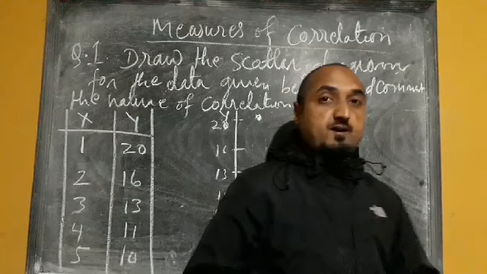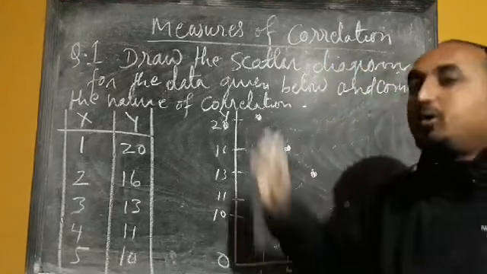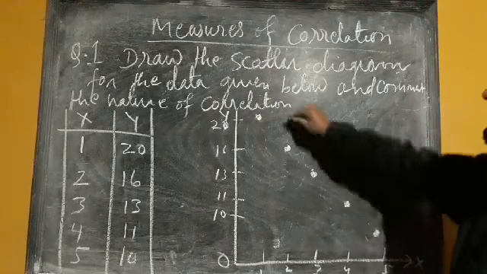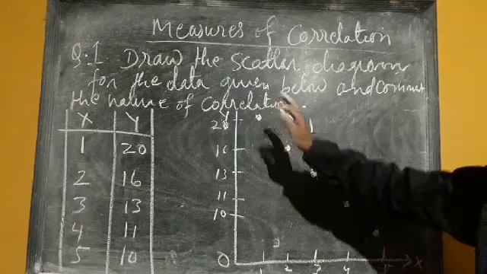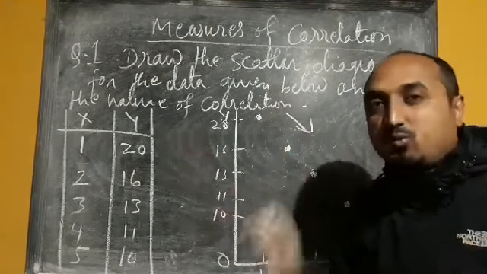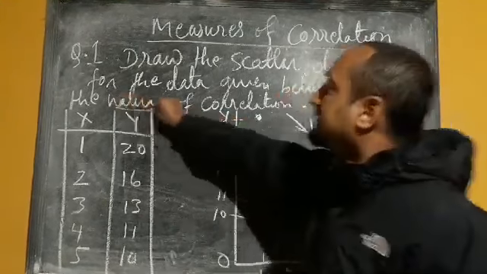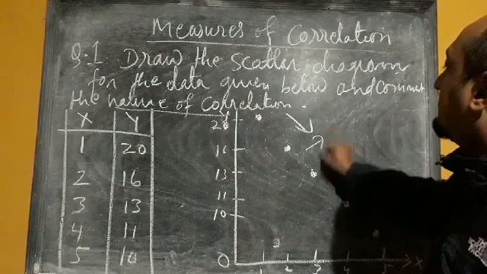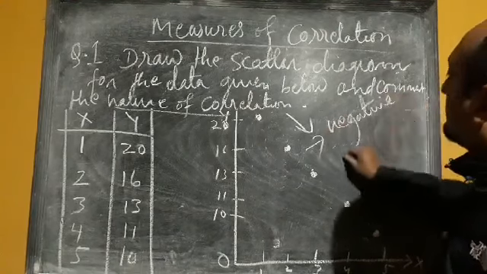we have to know the trend, whether the points are moving in the upward direction or downward direction. So we have observed that the trend is going downward. That means it shows a negative correlation between x and y. So what is the nature of this correlation? The nature of correlation is negative correlation.